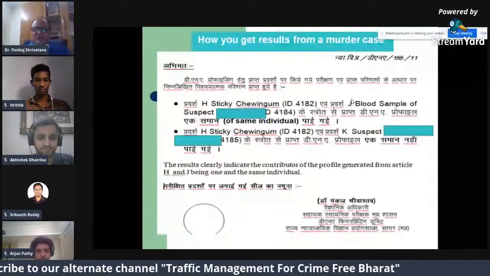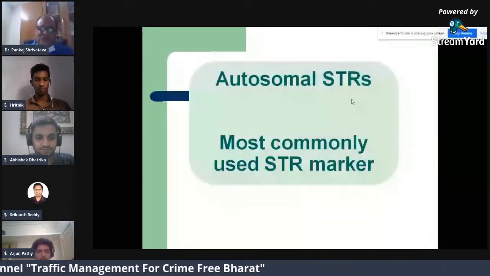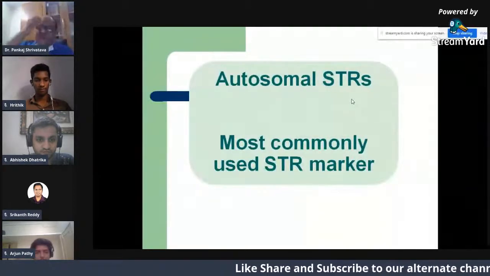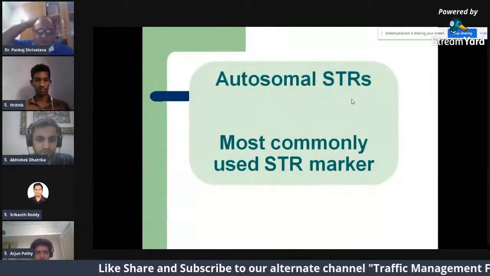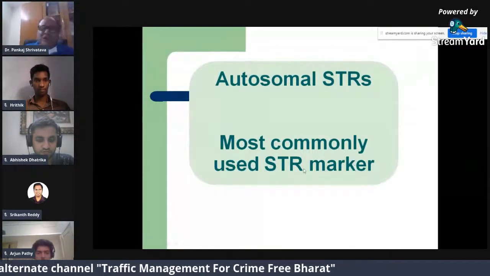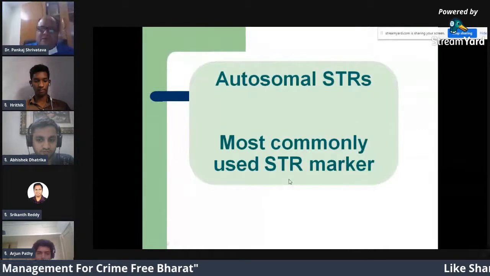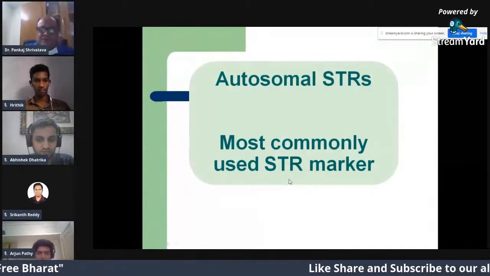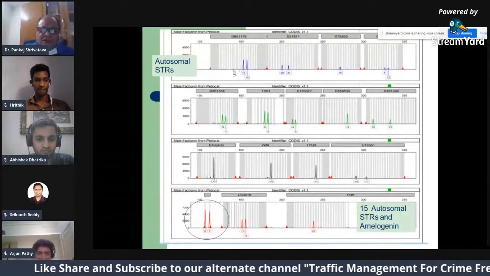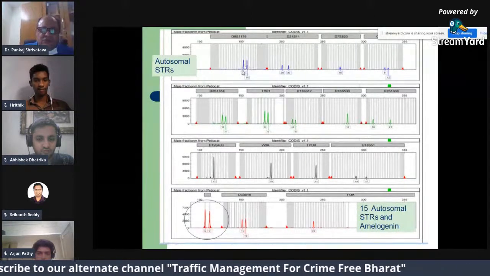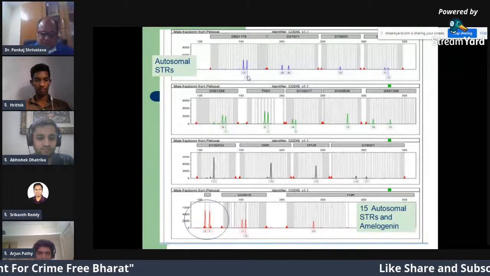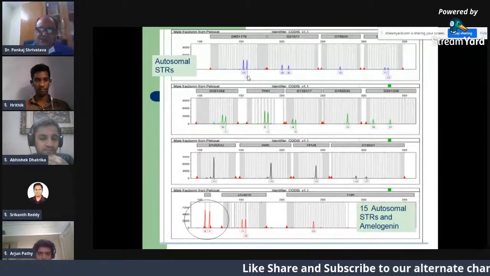So now in last few slides, I would like to let you know about the present day technology, in which most commonly we use two different kinds of markers, and the most commonly used markers are STR markers, which are autosomal STR markers, which I showed you earlier also. On every point you should expect maximum 2 alleles if it is a profile generated from single source.